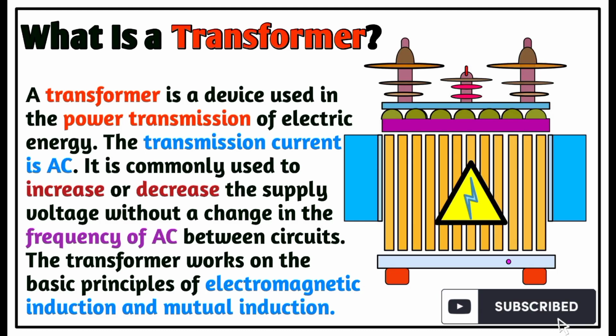What is a transformer? A transformer is a device used in power transmission of electric energy. The transmission current is AC. It is commonly used for increasing or decreasing the supply voltage without change in the frequency of AC between circuits. The transformer works on the basic principle of electromagnetic induction and mutual induction.